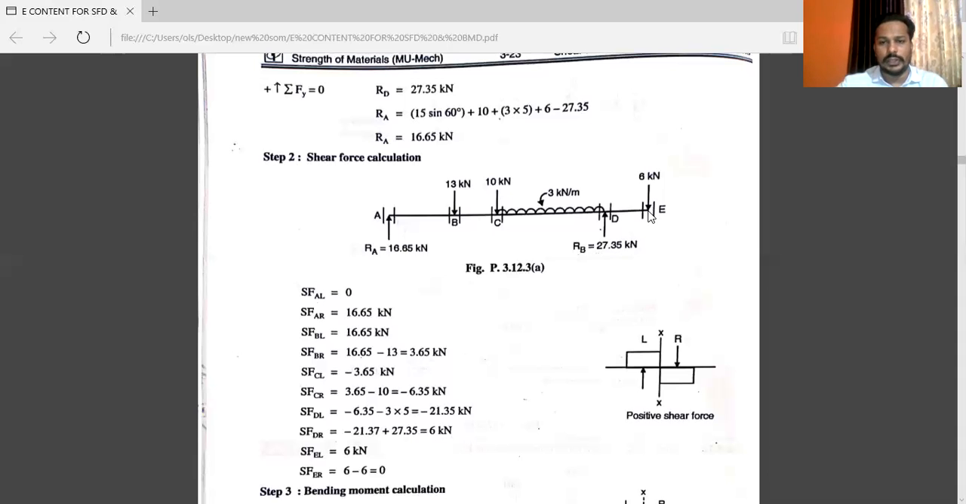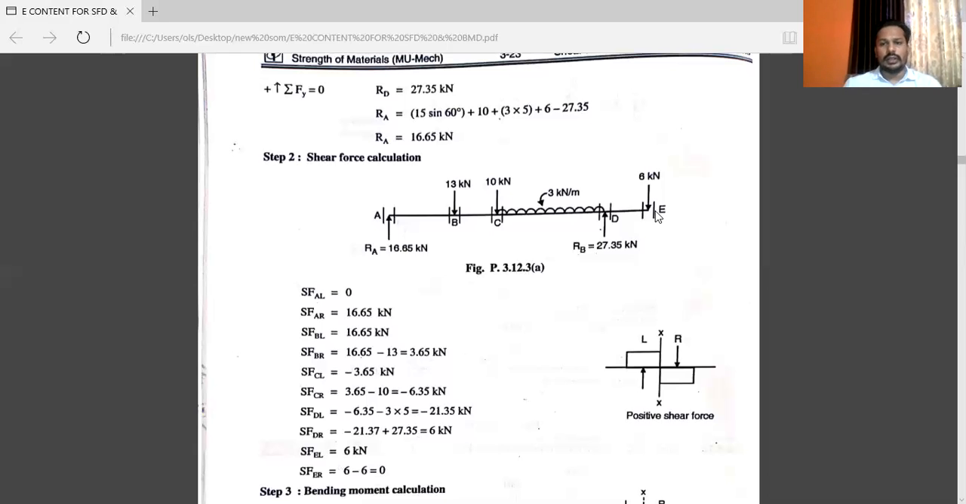Now come at point E just to the left here. Consider all left side forces. Plus RA minus 13 minus 10 minus 3 into 5 plus 27.35. The answer will be 6 kilonewton.